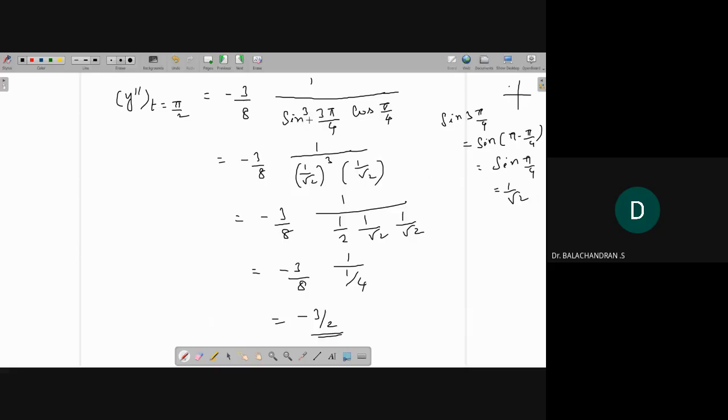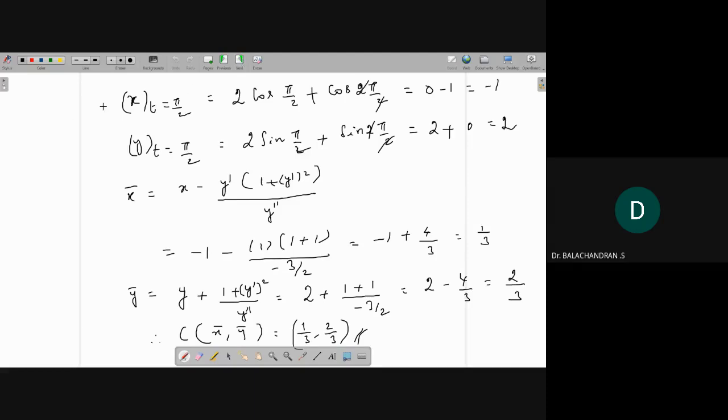And hence sine cube 3 pi by 4 is 1 by root 2 whole cube, and cos pi by 4 is 1 by root 2. So if you simplify, you'll get minus 3 by 8. 1 by root 2 whole cube is 1 by 2 into 1 by root 2 into 1 by root 2, so this is 1 by 4. The final answer is minus 3 by 2. So y double dash at the given point is minus 3 by 2.